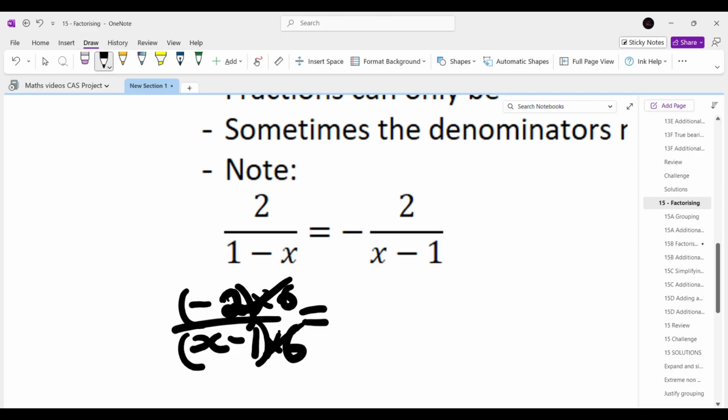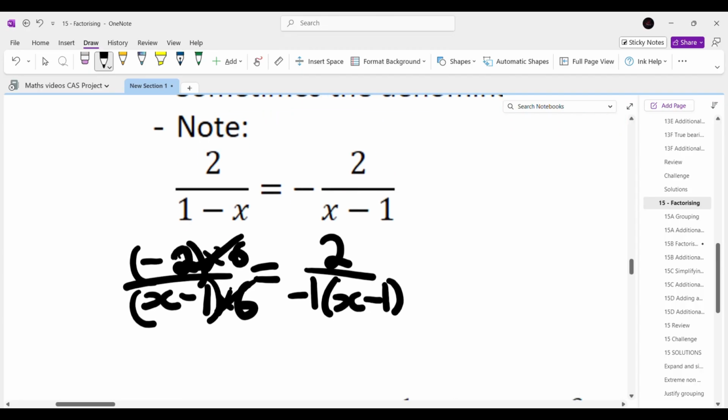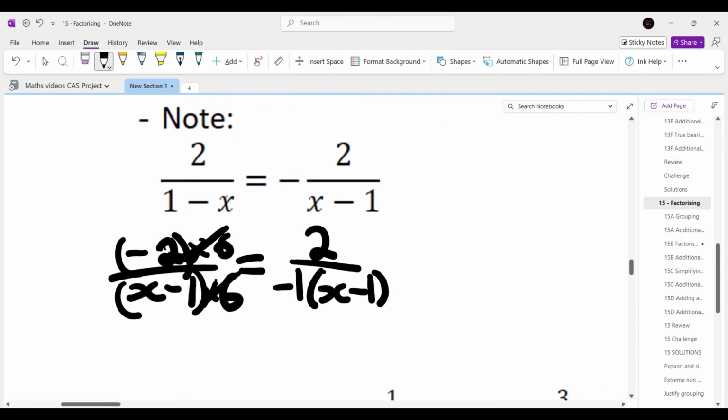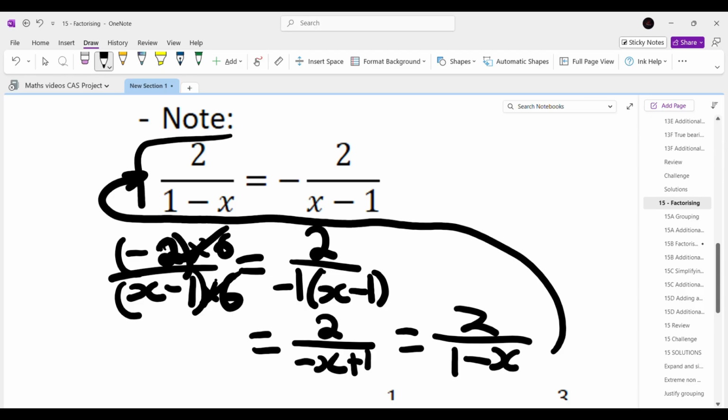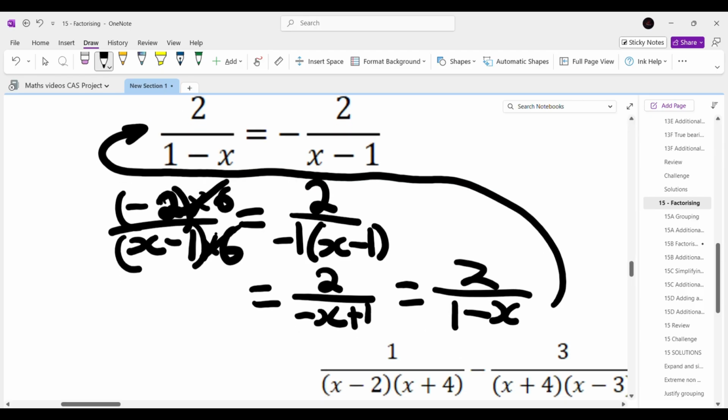So what we're going to do is multiply both the numerator and the denominator by minus 1. So we end up with 2 times minus 1 over minus 1 times x minus 1. And see, what this minus 1 does is it flips the x to being negative, and it flips the minus 1 to being positive. So what we end up with is just 2 over negative x plus 1, which can be rewritten as 2 over 1 minus x, which is equal to this equation, right? So just something to keep in mind.